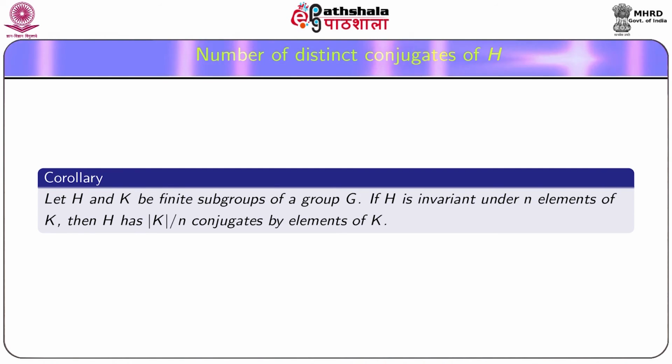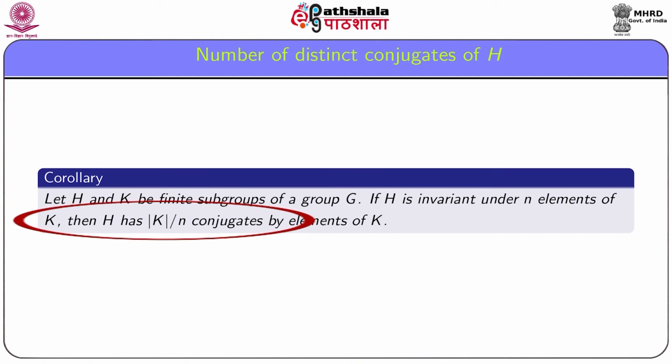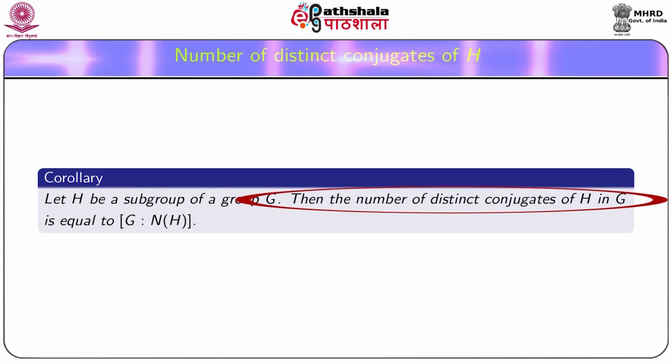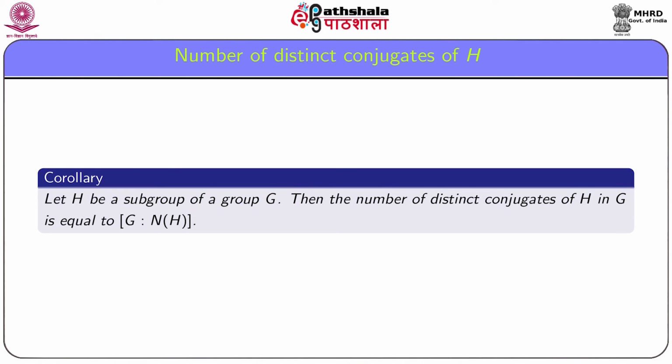Now, as a corollary of this result, we have the following important conclusion. Let H and K be finite subgroups of a group G. G may be infinite also. If H is invariant under n elements of K, then H has order of K by n conjugates by elements of K. Now we have this particular case, which is very important in respect of applications. Let H be a subgroup of a group G, then the number of distinct conjugates of H in G is equal to the index of N(H) in G.